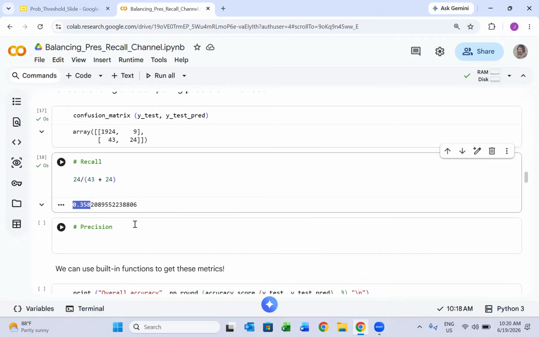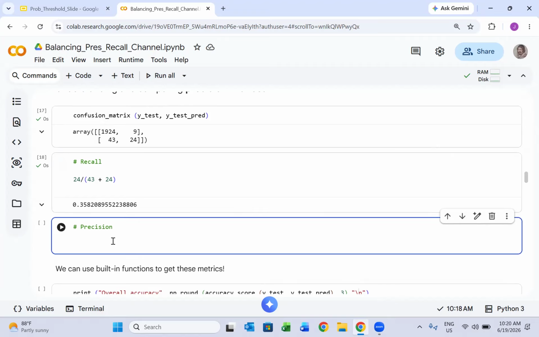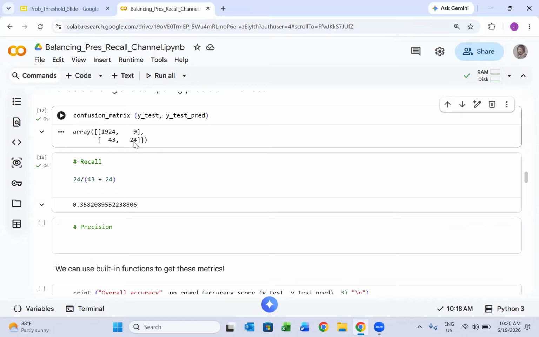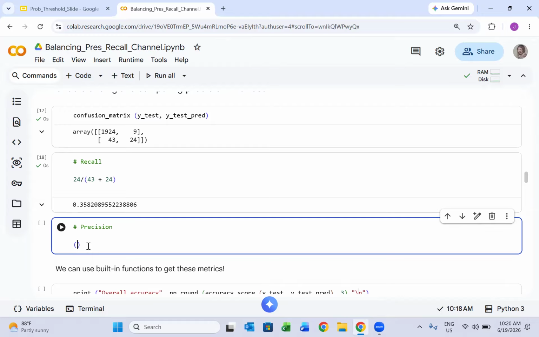Let's get the total number of positive observations predicted by the model, and that will be the bottom of the precision computation. Well, that would be 9 plus 24, right? Let me type it and then I'll explain. So 9 plus 24. Why? Because that is the number of false positives plus true positives. Both false positives and true positives are observations predicted as positive, right?